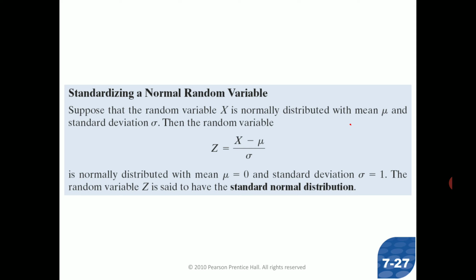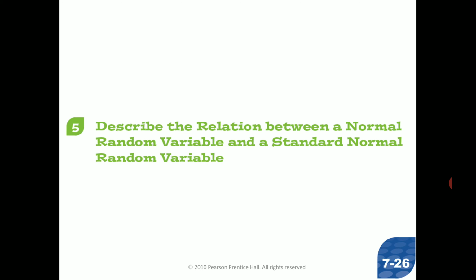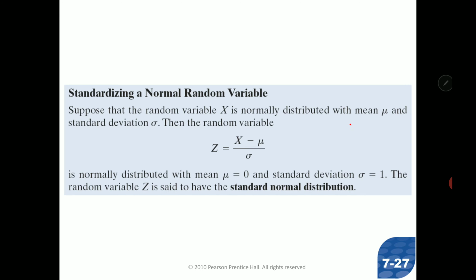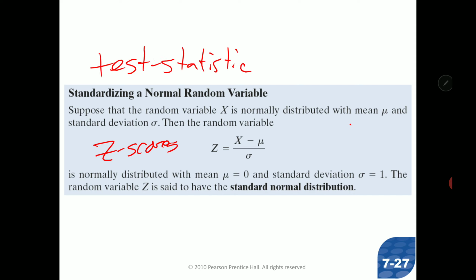So here we're going to describe the relationship between the normal random variable and the standard normal random variable. This is called your z-score. The z-score is also sometimes called the test statistic. Now, there's a couple of versions of test statistics. There's Z and there's T, and we'll talk about T later on.